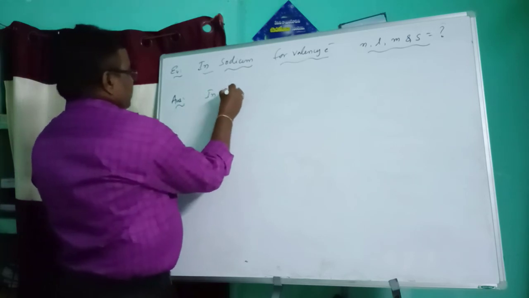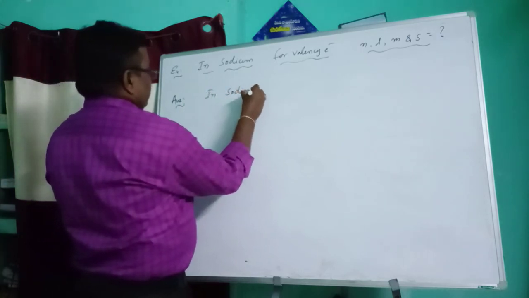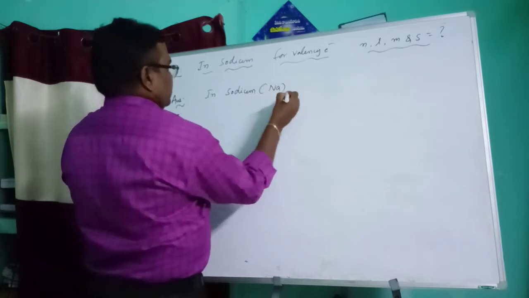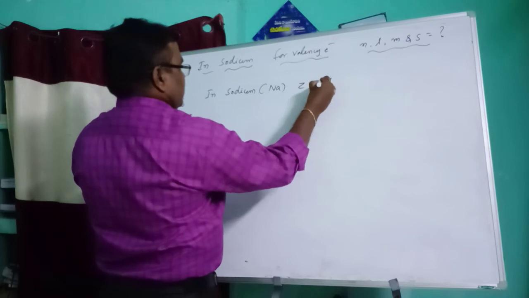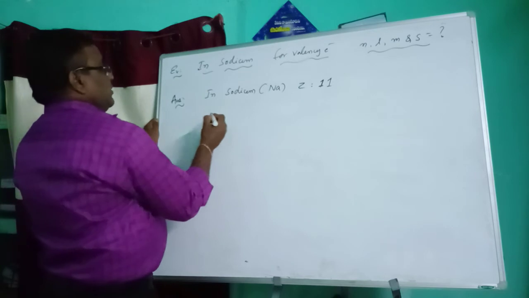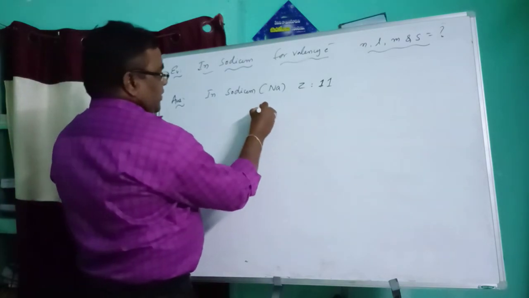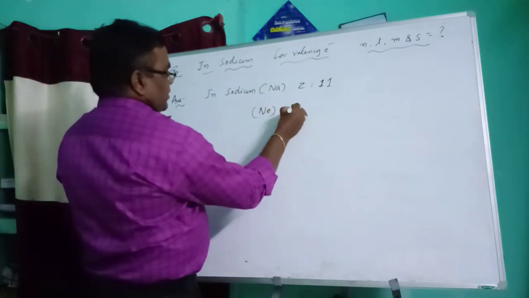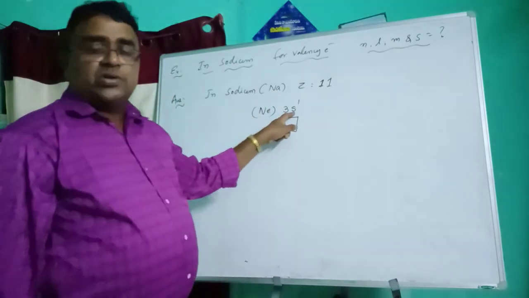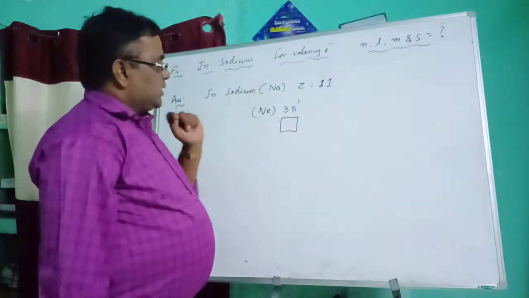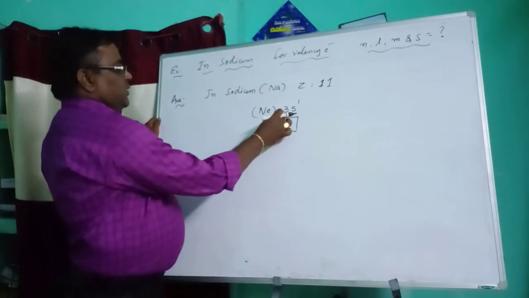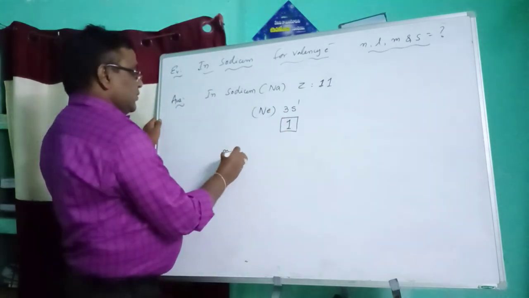In sodium, the symbol is Na, atomic number Z is 11. So the electronic configuration is 1s2, 2s2, 2p6, we can write neon, and the last one is 3s1. This is the valence shell, also known as the outermost shell. In the valence shell there is only one electron. So here n is equal to 3.